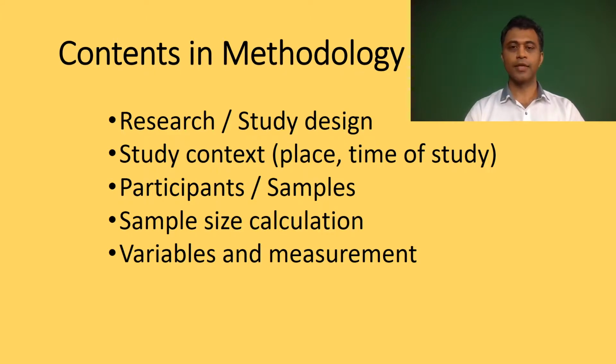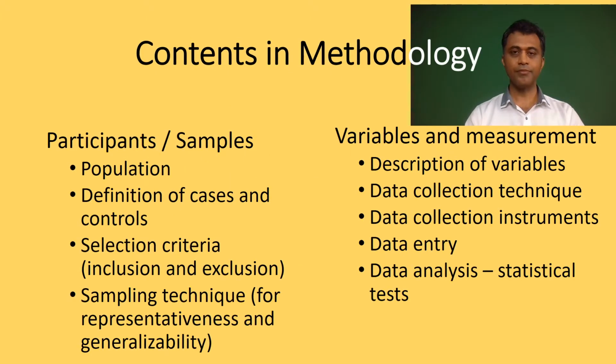Research or study design, study context, place and time of study, the participants or the samples, sample size calculation, and the variables and measurement. Further, the participants and samples can be subdivided into population, definition of cases and controls or definition of test and controls, selection criteria for inclusion and exclusion of population as well as cases and controls, and sampling technique for representativeness and generalizability. Further, variables and measurement will be divided into a few sections like description of variables, what the variables are, data collection techniques, data collection instruments, data entry, and data analysis, meaning statistical tests.